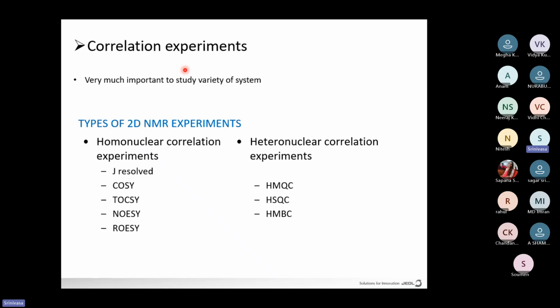Now, the very famous in NMR is called correlation experiments. We have many correlation experiments, but routinely, in general, we use only a few experiments for the chemist. I can classify these experiments into 2 categories. One is the homonuclear correlation experiment. The second one is the heteronuclear correlation experiment.